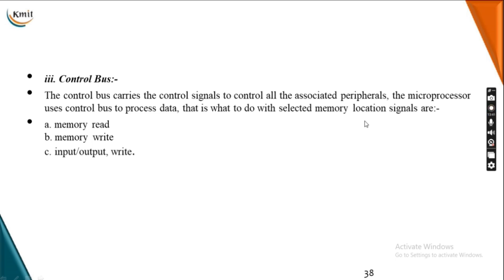So address bus knows the location of the stored data. Data bus takes the data of binary information, and control bus controls by sending the control signals to the associated peripherals like memory read, memory write, input or output write.